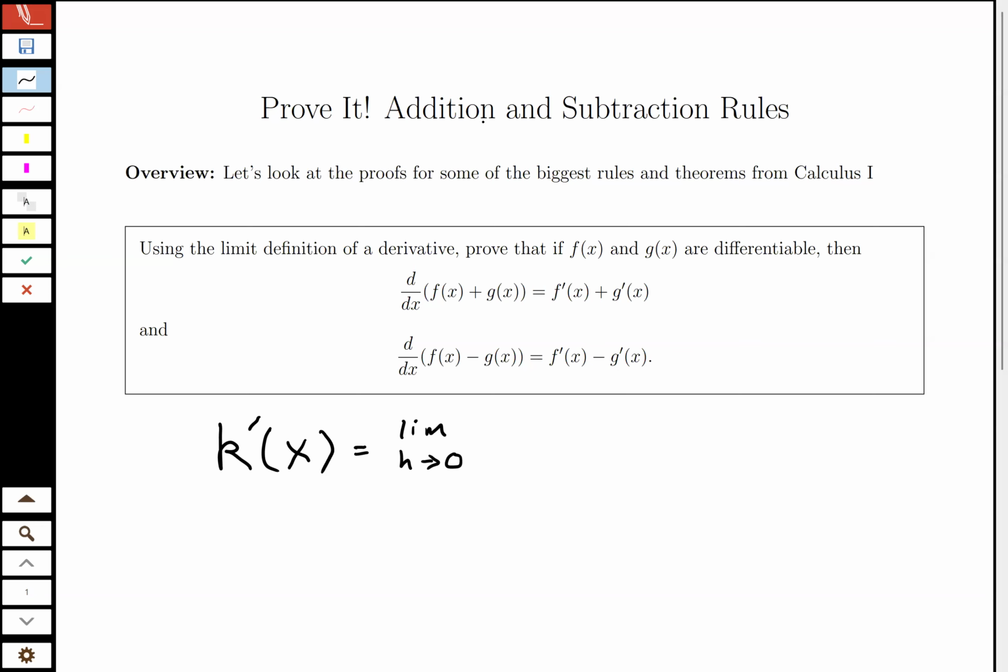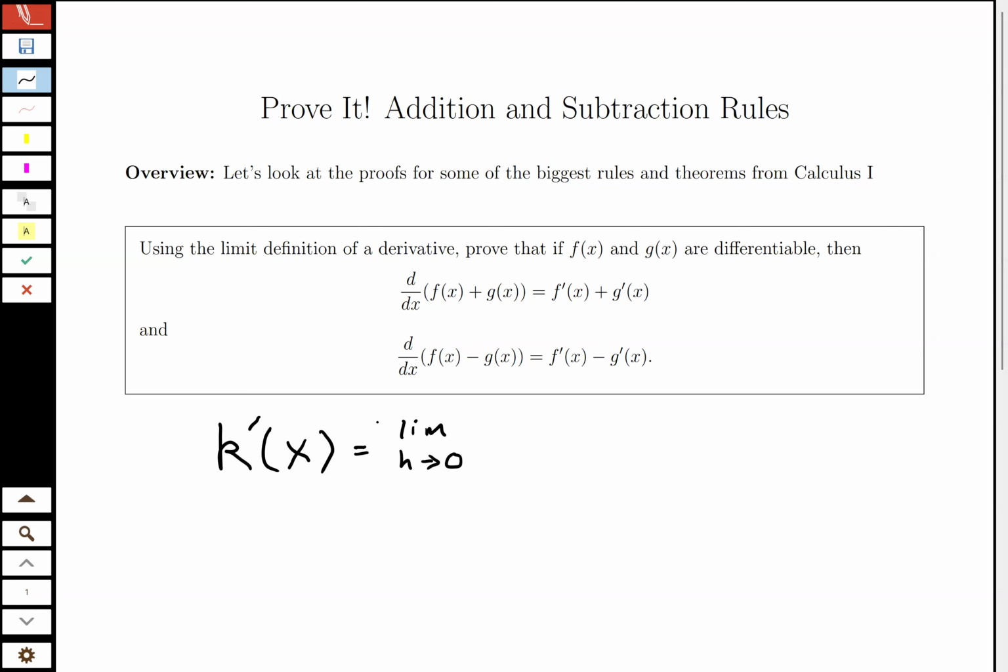Let's look at a proof for the addition and subtraction rule for derivatives. So the addition rule states that you can add the functions and take the derivative, or add the derivatives. Likewise, you could either subtract the functions to find your values first and take the derivative, or you could subtract the derivatives. And we're going to prove this using the limit definition.